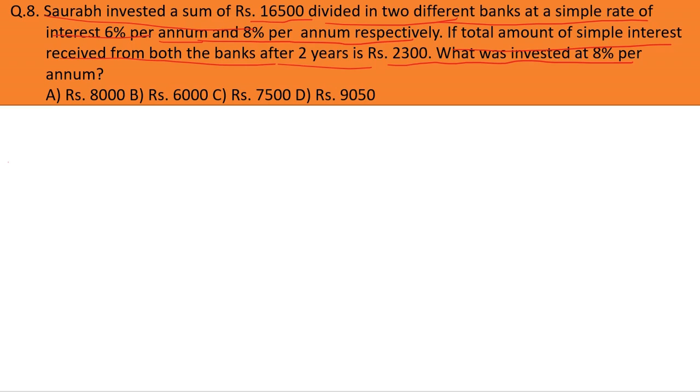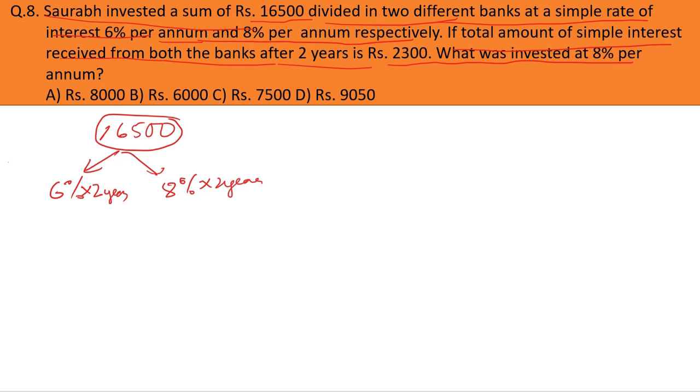Here Saurabh has rupees 16500. He divided it into two banks, one at 6%, one at 8%. We do not know the amounts. The question is saying both of them are invested for 2 years, and the question is asking how much amount is invested at 8%, which we do not know. We need to find out this invested amount. So let me name this amount as X, then the other remaining amount will be 16500 minus X.